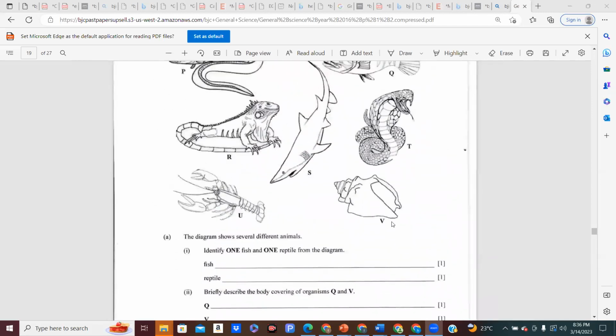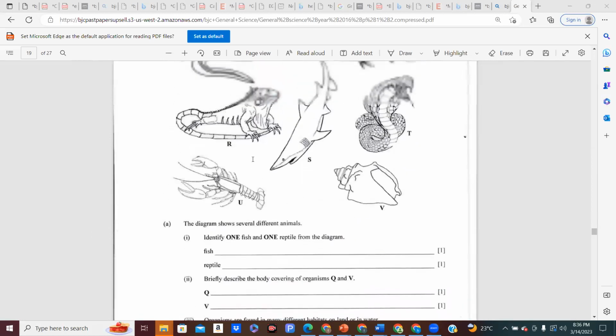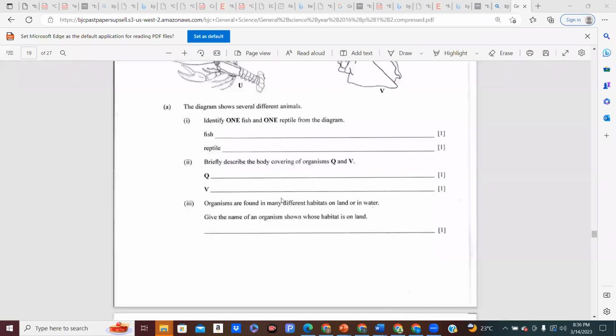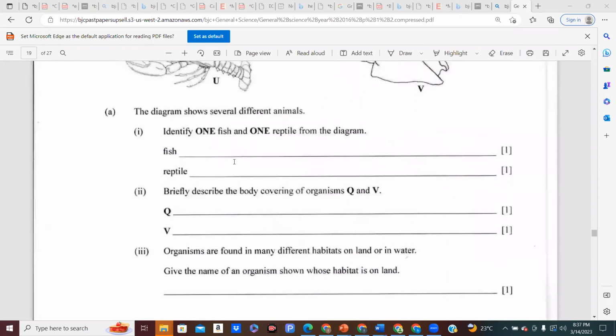Alejandra, can you read? Do not draw the pictures because it's going to take too long, but write down the questions and the answers, okay? So Alejandra, can you read 8AI, please? The diagram shows several different animals. Identify one fish and one reptile from the diagram.